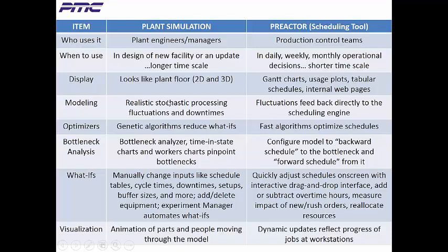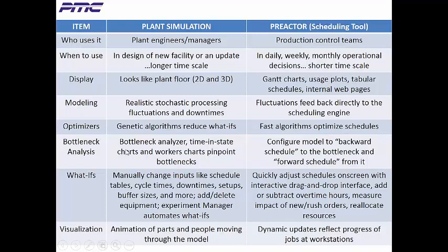One thing that plant simulation does pretty well is it simulates realistically the stochastic fluctuations in processing times and downtimes. In Preactor's case, we deal with those, but not by simulating, not by anticipating what they might be, but by seeing those fluctuations feedback directly to the scheduling engines. PlantSim optimizers use genetic algorithms to reduce the number of what-ifs to consider, whereas Preactor algorithms help optimize schedule more or less on the first pass.